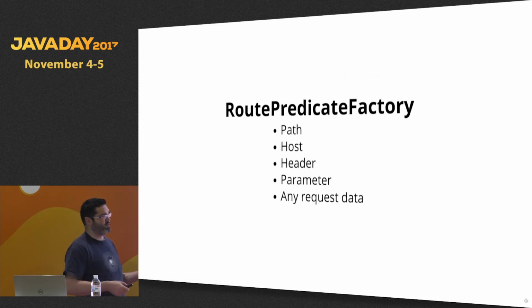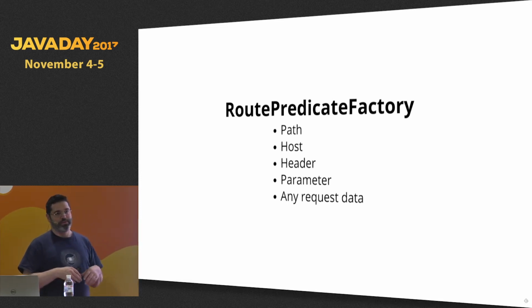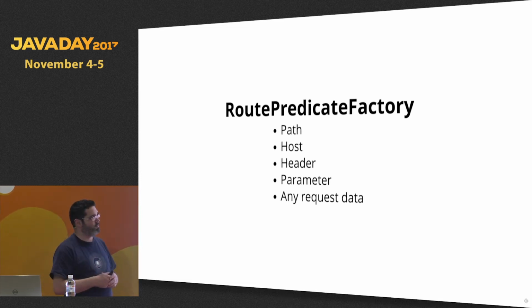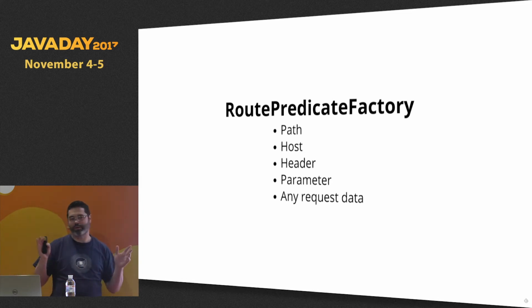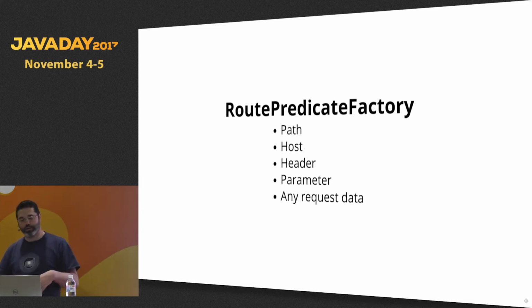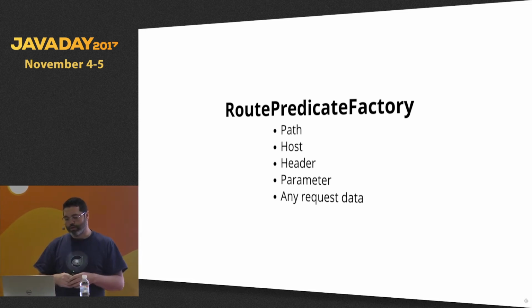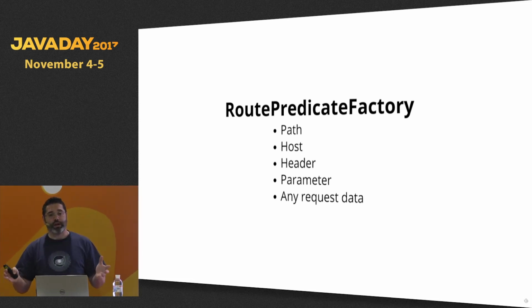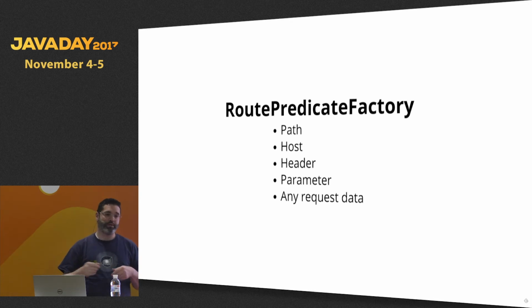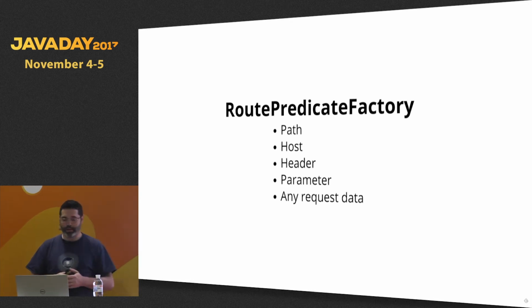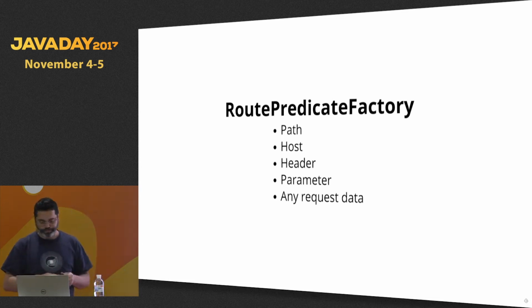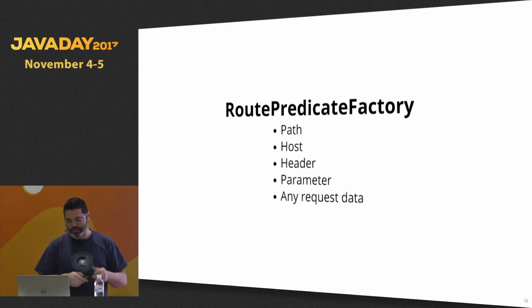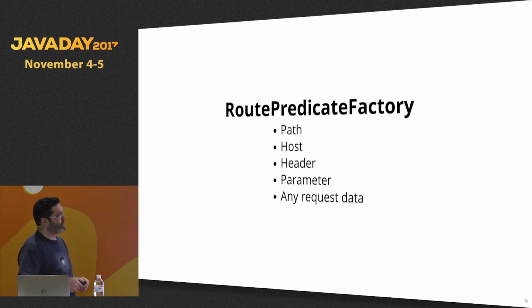Defining a predicate is super simple. These are examples of a few of the predicates that we have available. You can match off of the path or the host or a header. Basically anything that you can get at in the request, you can match on. And they're super simple and super short. And so it makes it easy if you want to add your own.